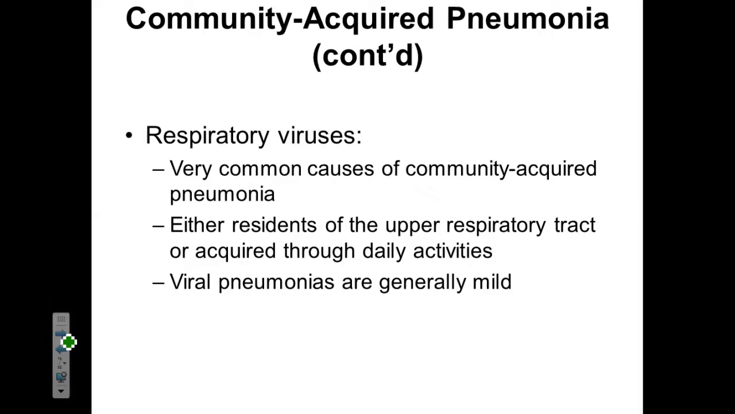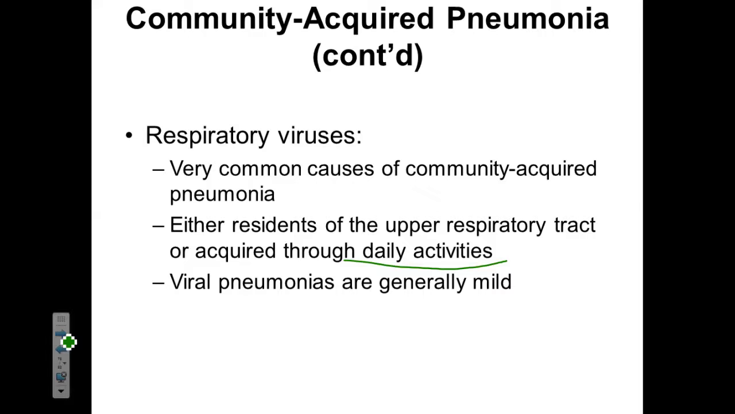Community-acquired pneumonia can also be acquired through respiratory viruses. There are a great many respiratory viruses that can cause community-acquired pneumonia. One thing that all these viruses have in common is that they can live in the upper and or lower respiratory tracts. They can get into our upper respiratory tract through our daily activities, and they are also part of the normal microbiome, or normal biota, I should say, of our upper respiratory tract.